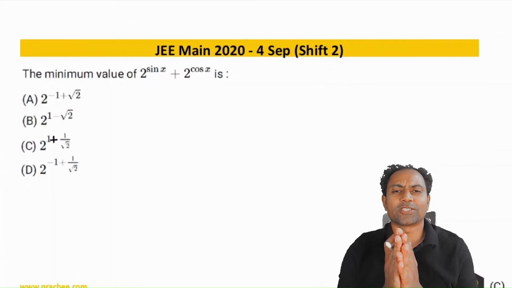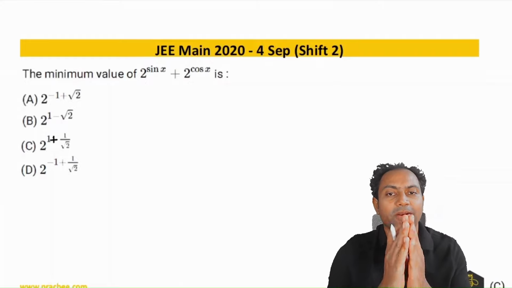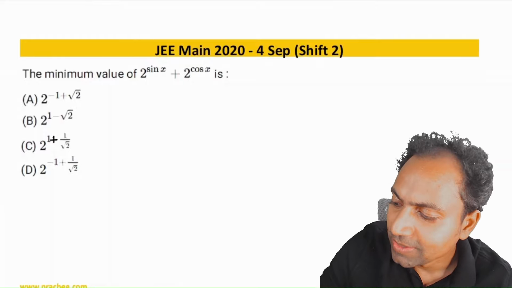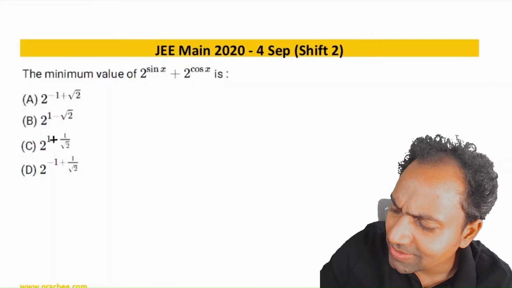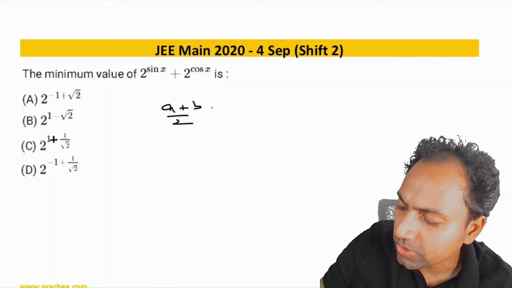Now again, a very conceptual and simple question. They are asking the minimum value of this function. Again, the terms involved are both positive, so AM is greater than or equal to GM can be applied. So now we already learned this, that if we have two quantities a and b, then a plus b by 2 is always greater than or equal to root of ab.